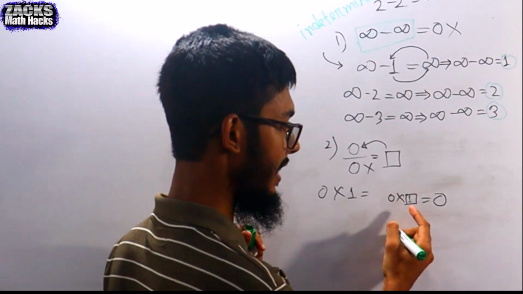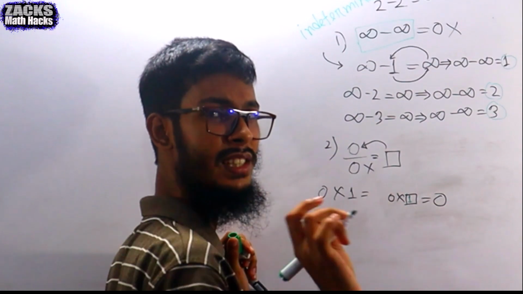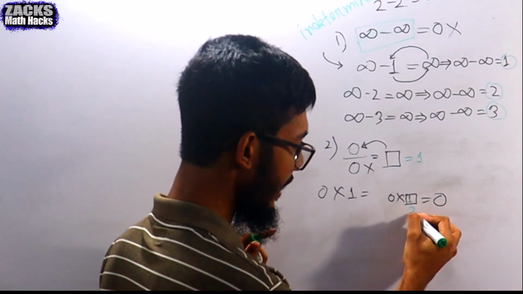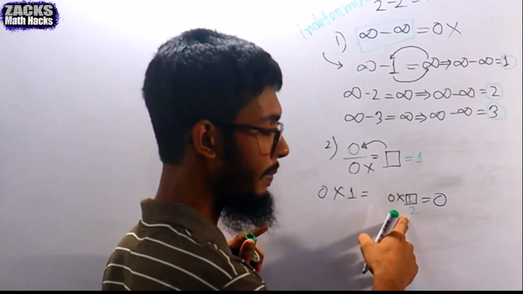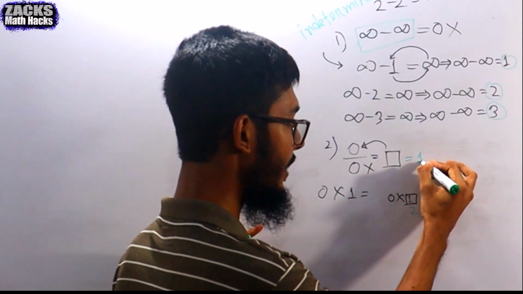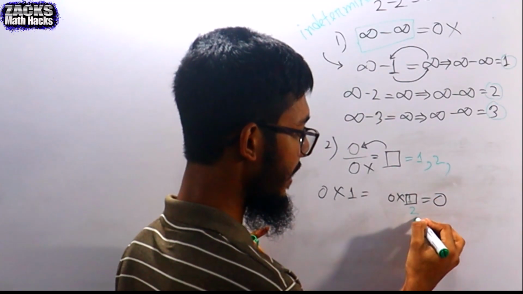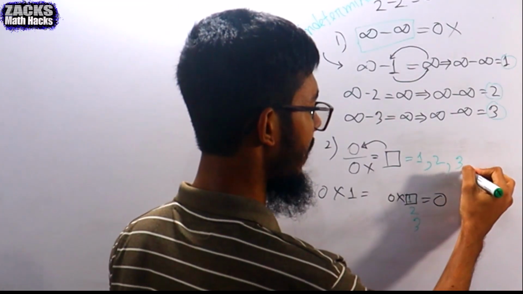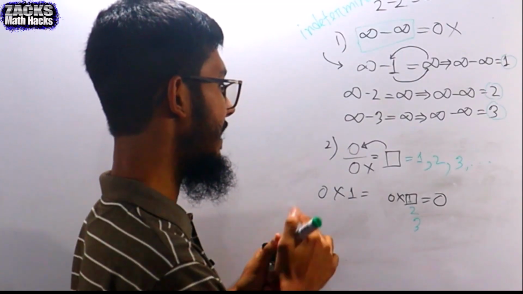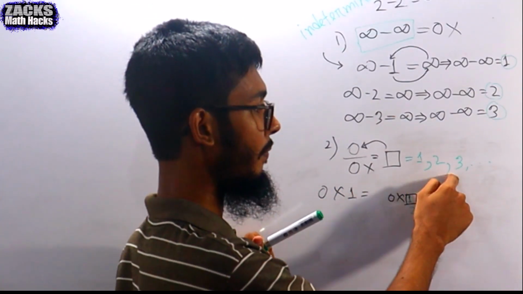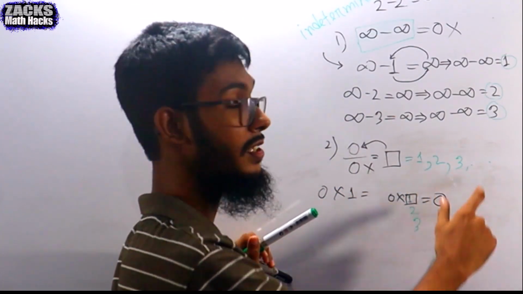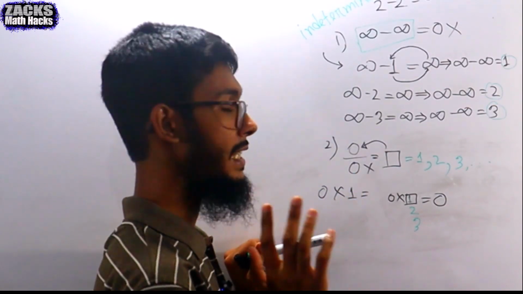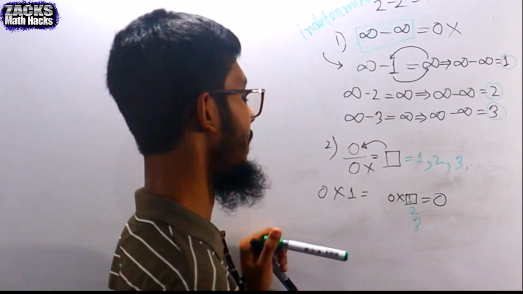If I put 1, certainly 0 multiply 1 equals 0. This is correct. So can I say the answer is 1? Yeah, why not? If I put here 2, 0 multiply 2 equals 0. Yeah, certainly. So the answer will also be 2. Can I keep here 3? So certainly the answer is also 3. So there are so many values, right? So this expression generates multiple results. Also this kind of expression is considered as indeterminate form.